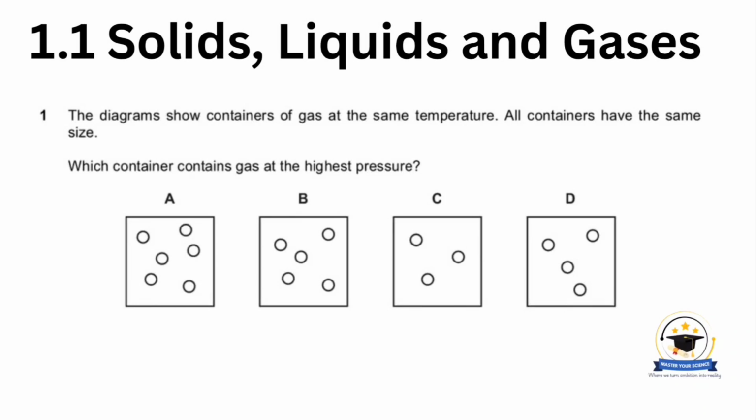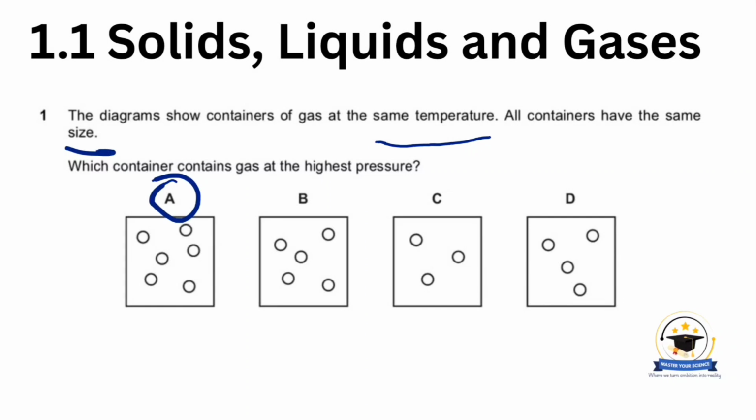This next question is from the February-March 2025 paper, and it says, the diagrams show containers of gas at the same temperature and containers of the same size. Which container contains gas at the highest pressure? The key things to note here is that the gas is at the same temperature and it is in containers of the same size. Therefore, the container with the highest pressure is the one with the highest number of particles in a given volume, and that is container A.